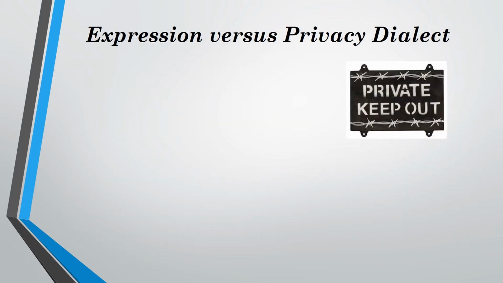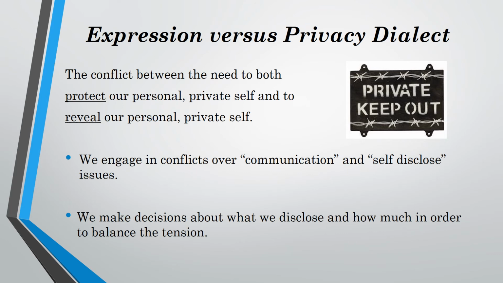A second dialectical tension is called expression versus private dialect. Here, there's a conflict between the need to both protect our personal private self and to reveal our personal private self. So this is really conflicts that we engage in over communication issues and self-disclosure issues.